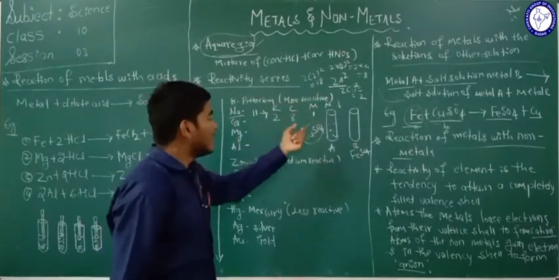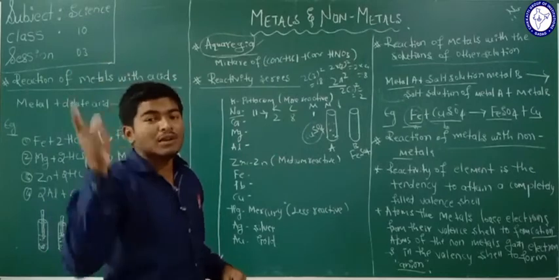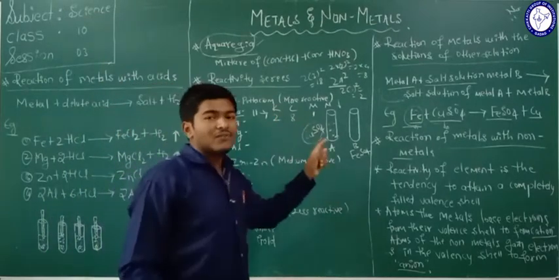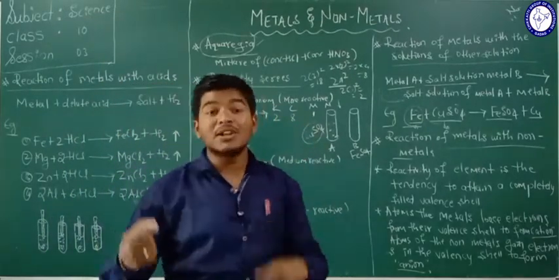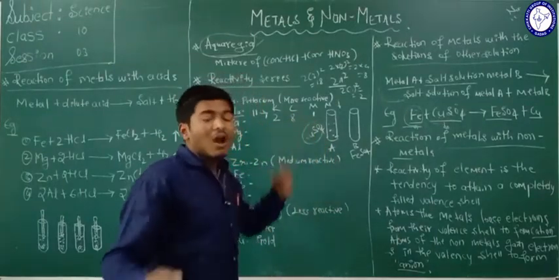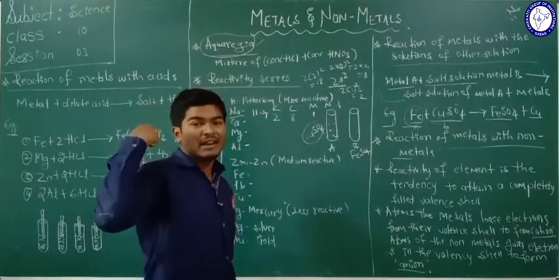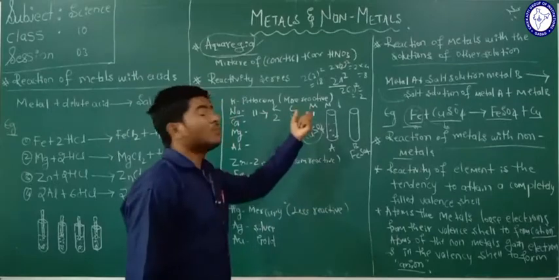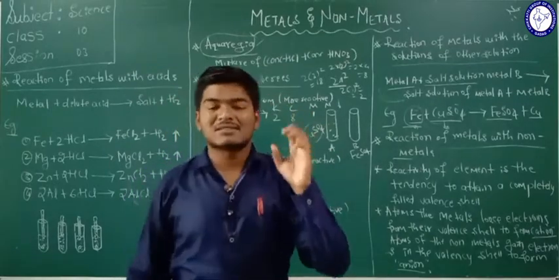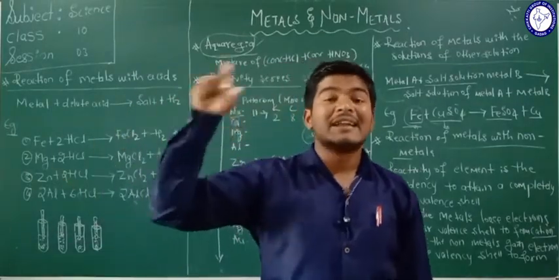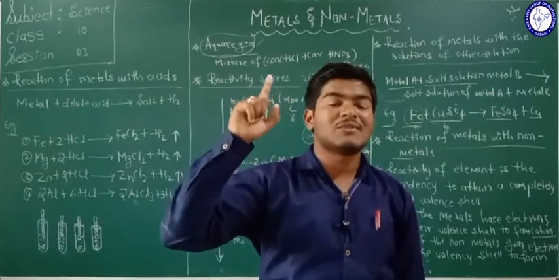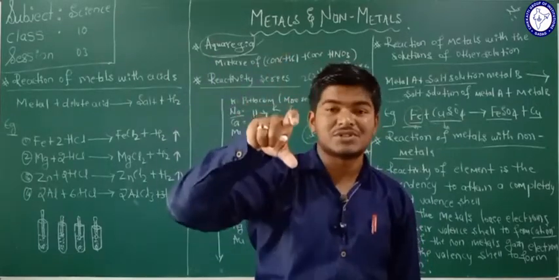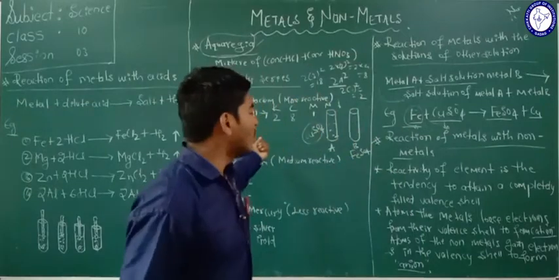Why? Because the free electron present in the outer subshell is 1. Therefore it has the tendency to give this 1 electron or accept 7 or 17 electrons. Therefore it is more reactive. Why is the metal sodium more reactive? Because it has 1 free electron in its subshell. Therefore it is more reactive.